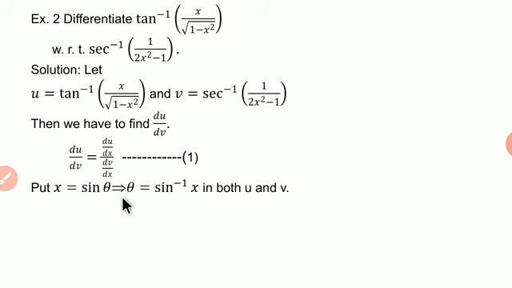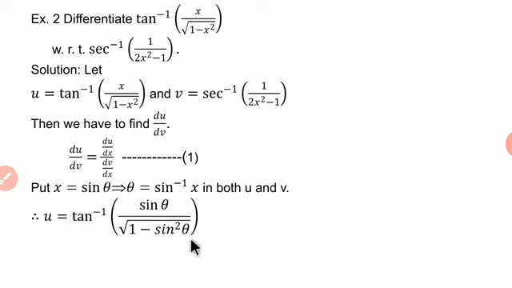Now put x is equal to sin theta in both u and v. So this x is equal to sin theta gives theta is equal to sin inverse of x for the back substitution. Now since u is equal to tan inverse of x upon square root 1 minus x square, so we get u is equal to tan inverse of sin theta upon square root of 1 minus sin square theta. Now we know 1 minus sin square theta is cos square theta. So we get u is equal to tan inverse of sin theta upon square root of cos square theta.